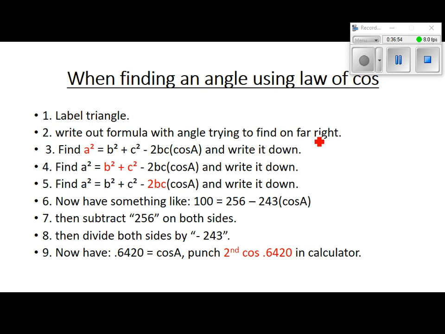So if you're finding an angle instead of a side, it's a little tougher. Label the triangle, write out the formula with the angle. When you write out the formula, it's going to look something like this: whatever equals whatever, whatever, whatever. And then when you get way out here to the end, it's going to say cosine of angle Q, or whatever angle it is that you're looking for. So this time your variable is going to be on the right-hand end instead of the left-hand side. If you're finding a side, your variable is going to be over here. If you're finding an angle, your variable is going to be way over there.